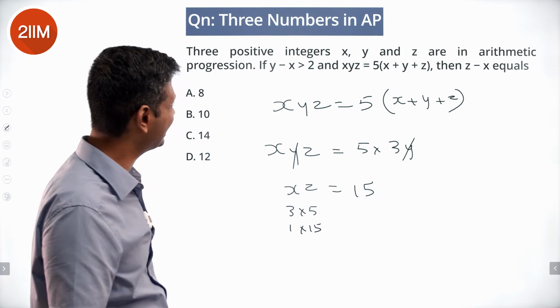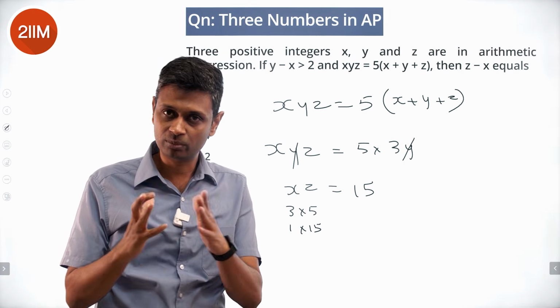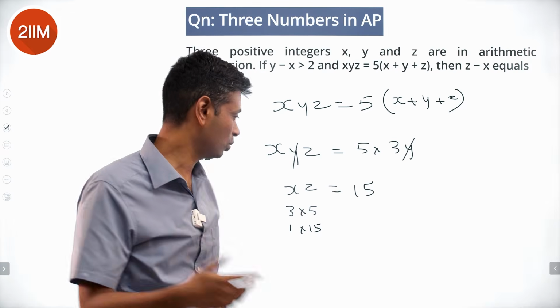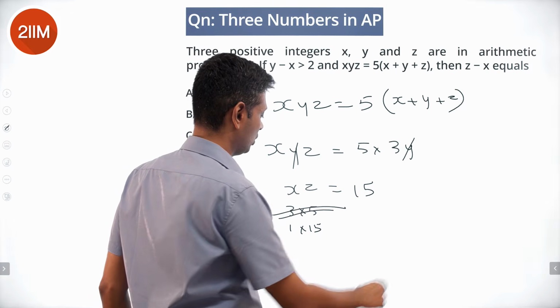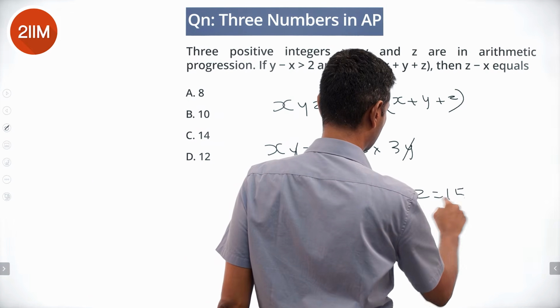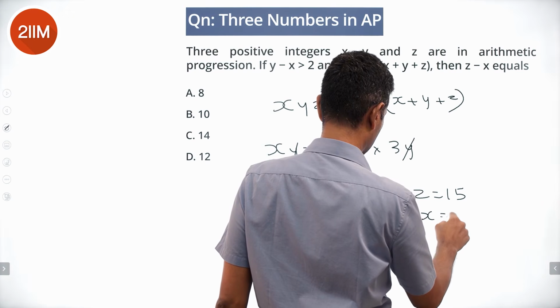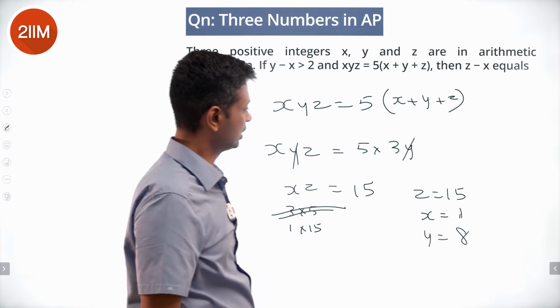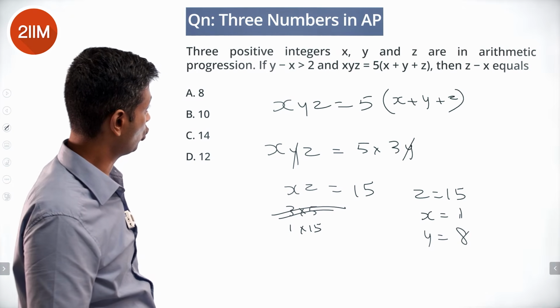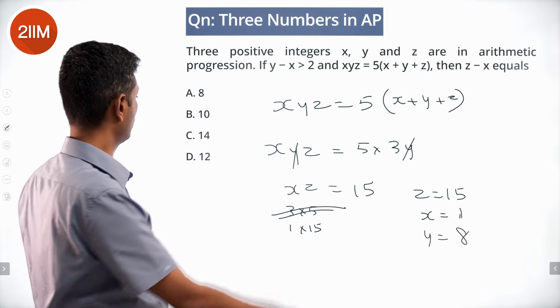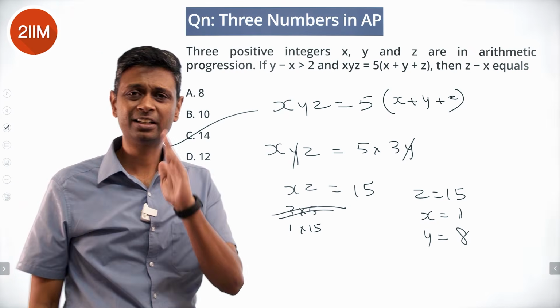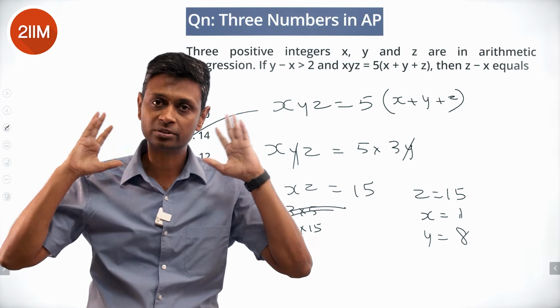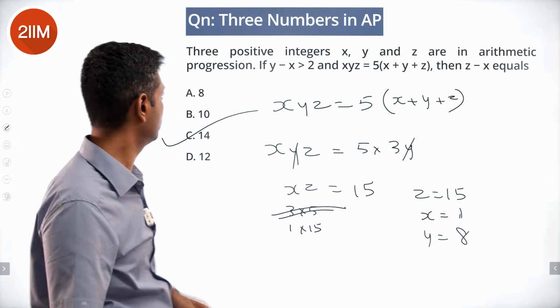We know y minus x is greater than 2. The common difference is more than 2. So z minus x should be more than 4. This is out. Or z is 15, x is 1, y is 8. Z minus x is 15 minus 1, which is 14. Yeah. Middle term into 3 is the sum of 3 terms. This is an arithmetic progression.